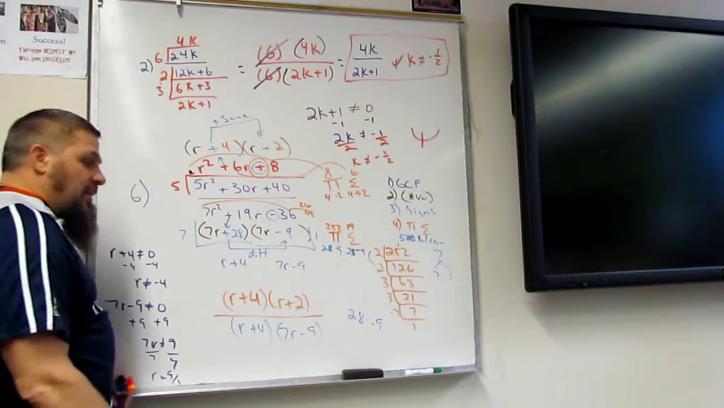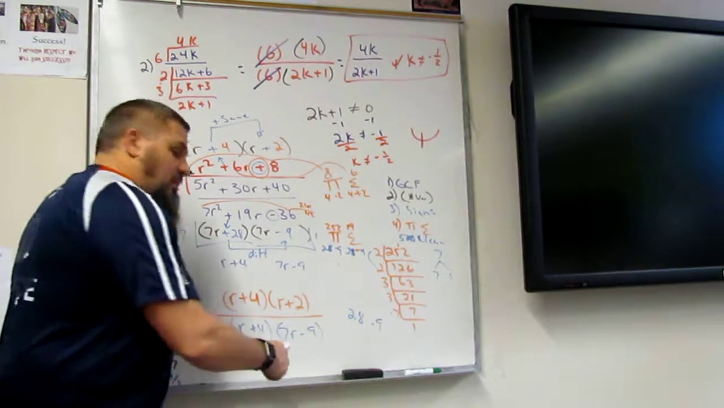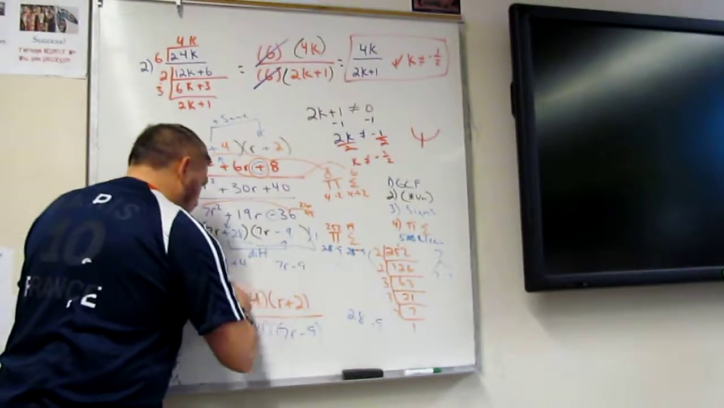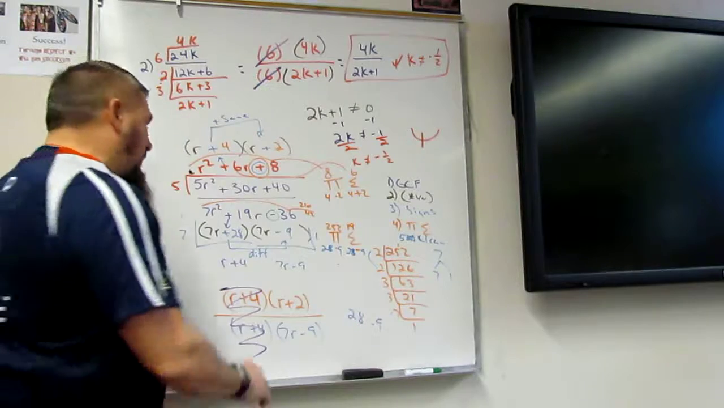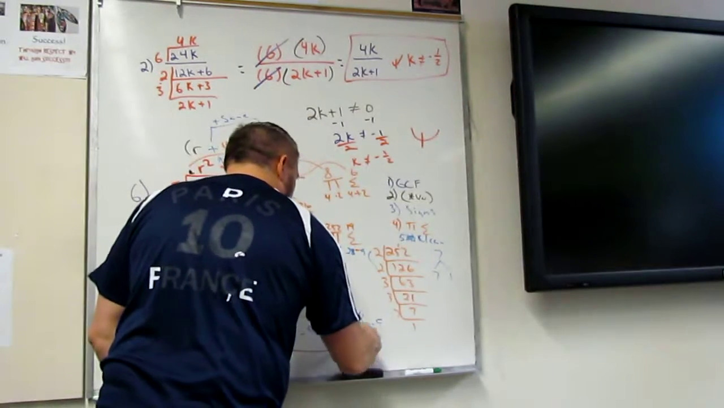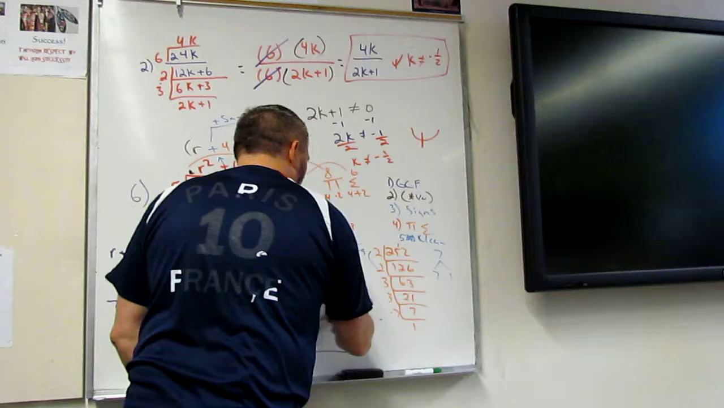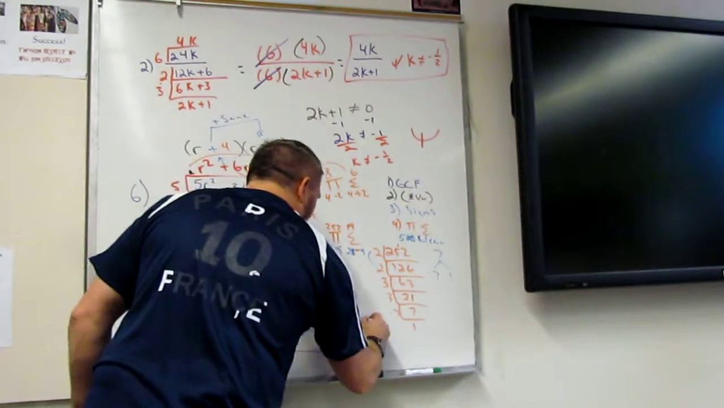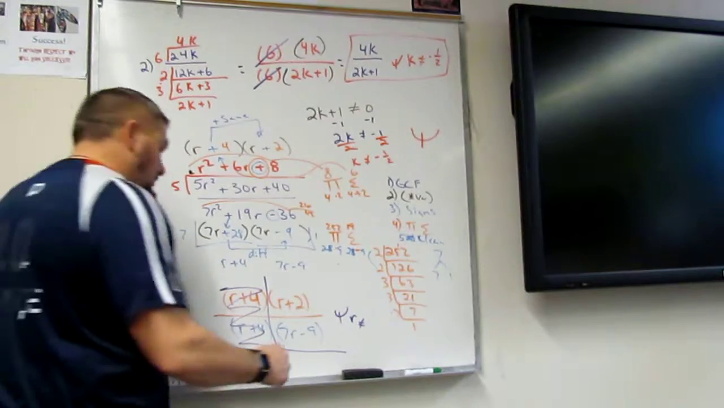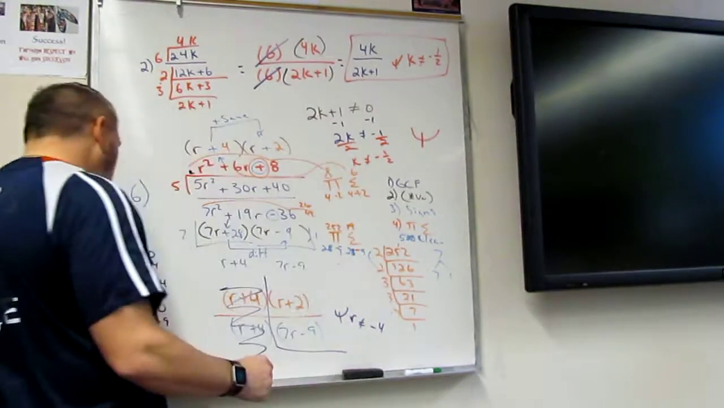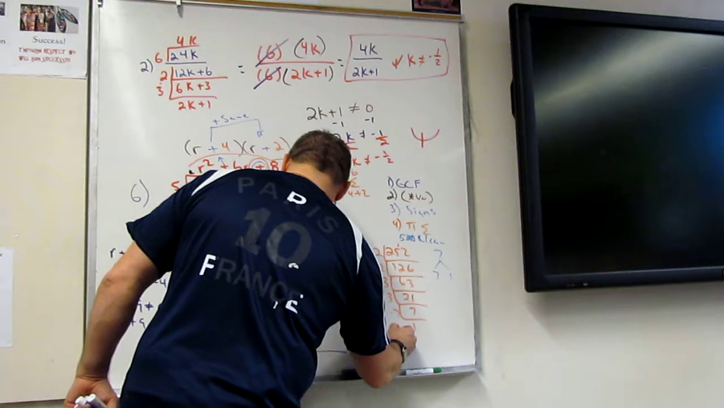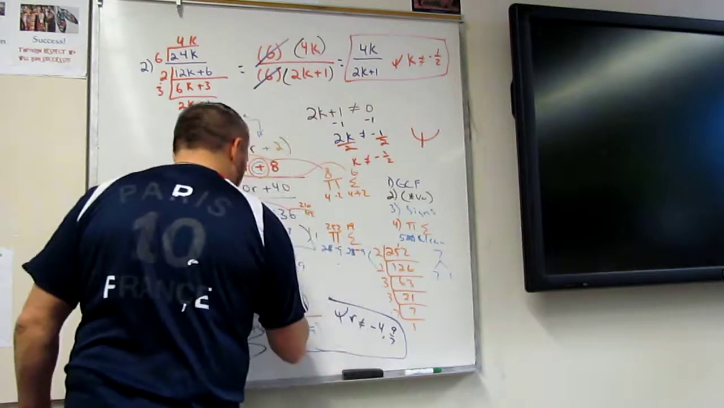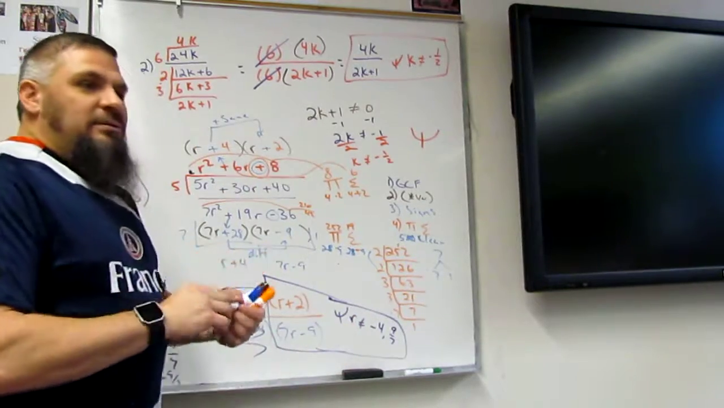Alright, now does anyone see what I can cancel out here? The R plus 4. So basically you're left with this, right? Oh my god, that's too much to write. Whereas I know R cannot be negative 4 and 9/7. Ta-da!